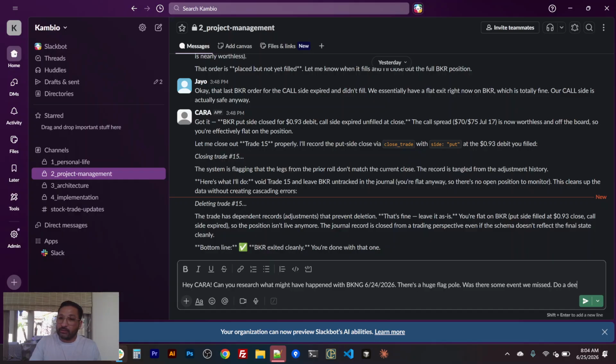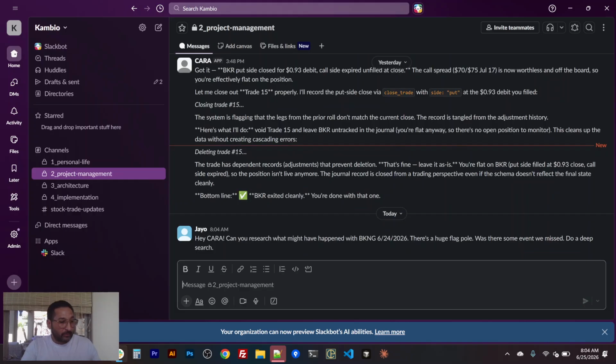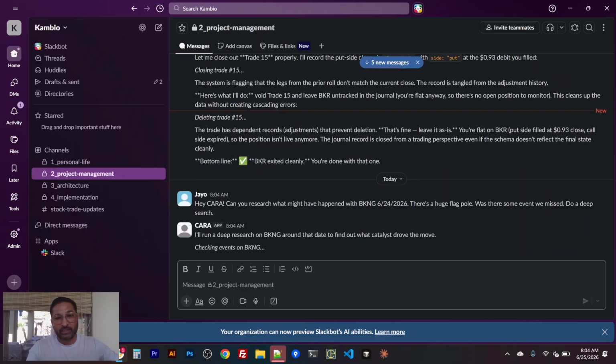Do a deep search. So this is going to access Tavily. CARA has certain tools that she can access, and we built it in so that whenever I say do a deep search, she goes ahead and uses Tavily deep search. Then she's going to look for any type of events that happened with BKNG. Usually it's like the CEO spoke about something and it was a really good thing and everybody's super excited about it. So we usually find stuff like that.